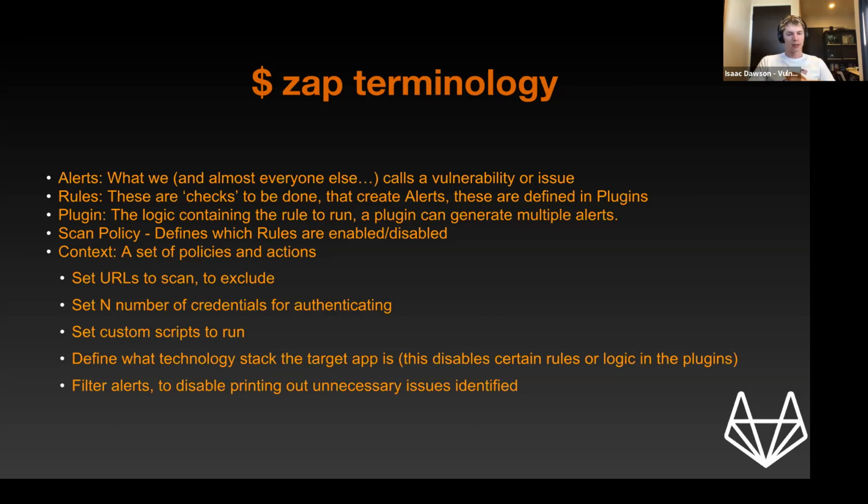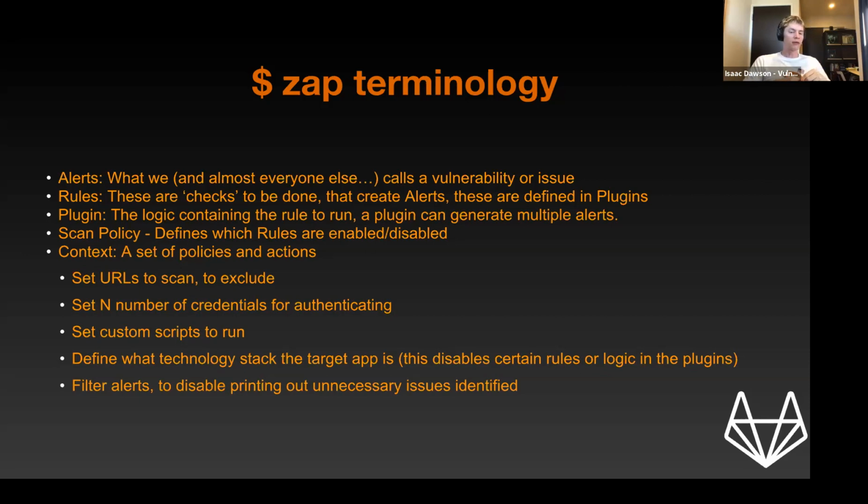The context is a set of policies and actions, such as setting the URLs that you want to be able to scan, or the ones you want to exclude. Like you don't want it to attack the logout page, obviously. You would add that to the context. For authentication, you can set multiple credentials. You could have a guest user credential set and an admin user credential set, and you could scan both. They would be done as separate scans, and then you could do a comparison from that.